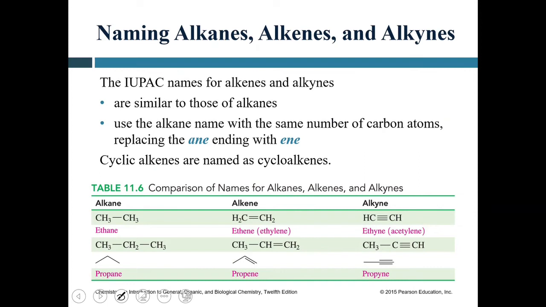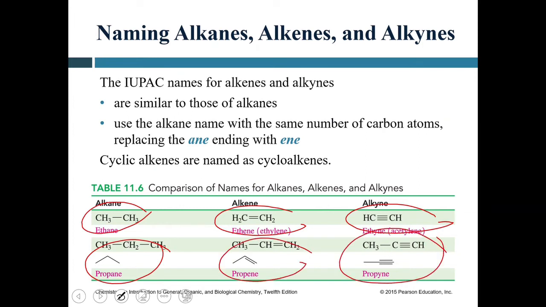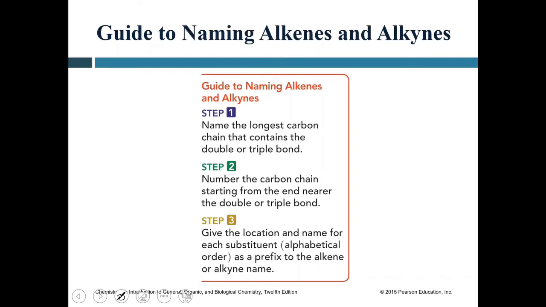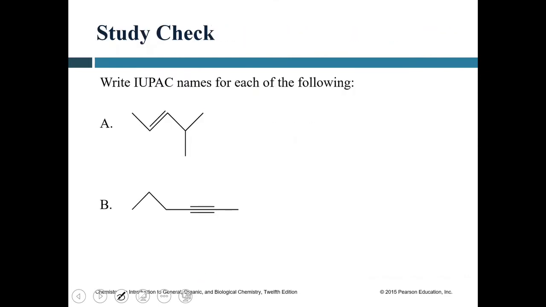Basically, use an alkane name with the same number of carbon atoms, but you replace -ane with -ene for alkenes or -yne for alkynes. So ethane, ethene, ethyne, propane, propene, propyne. So let's try to name some of the unsaturated hydrocarbons.